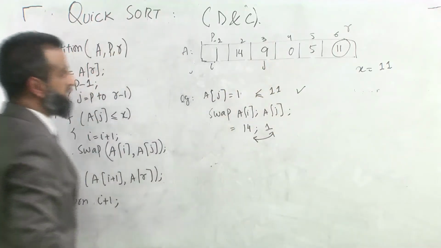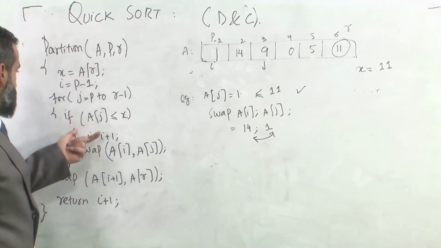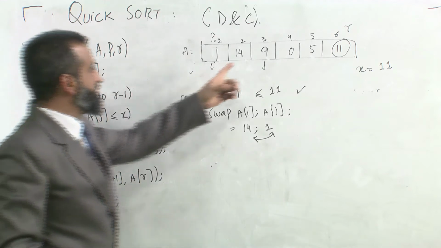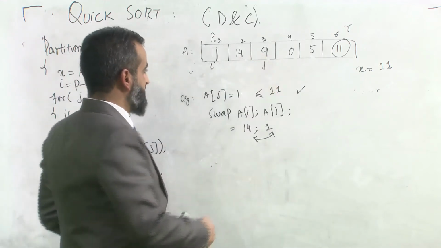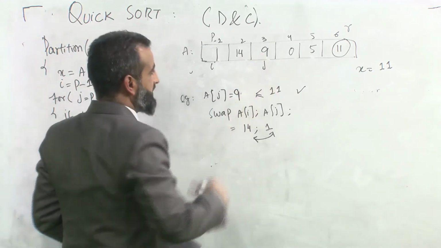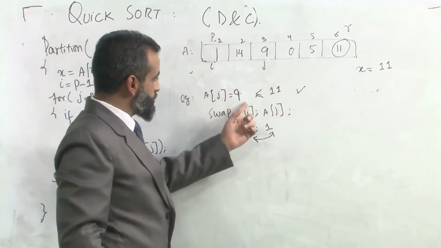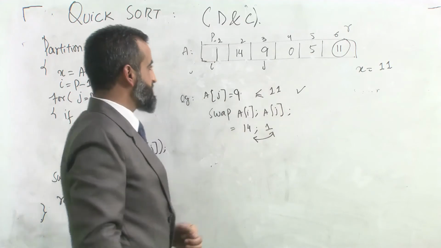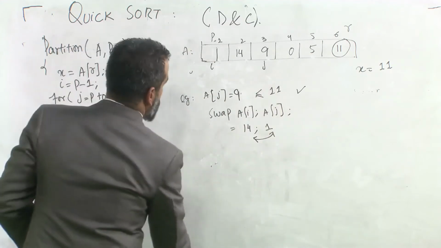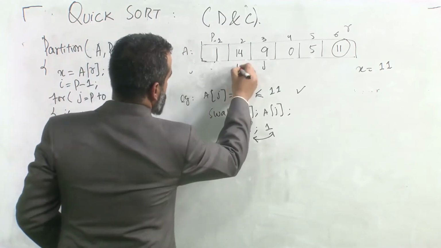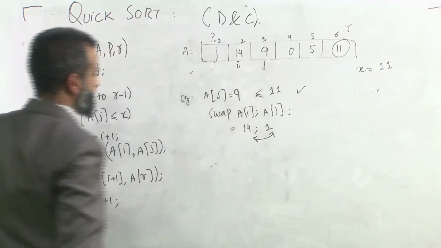It's my J now. Again, once we are inside the loop, we'll make the necessary comparison between A of J and X. A of J is now pointing towards 9, and my X, the pivot element, is 11. So again, the condition is true. In this case, 9 is less than or equal to 11. So I'll increment I, and I will now be pointing towards my next element.